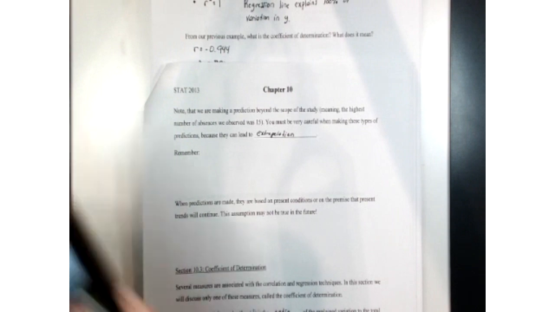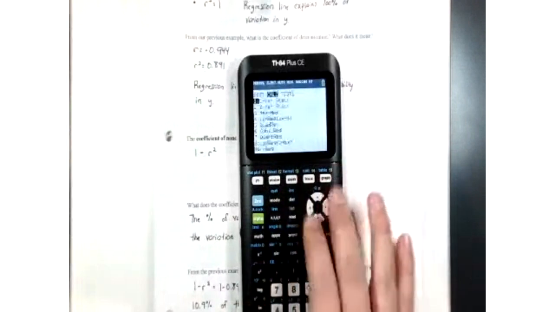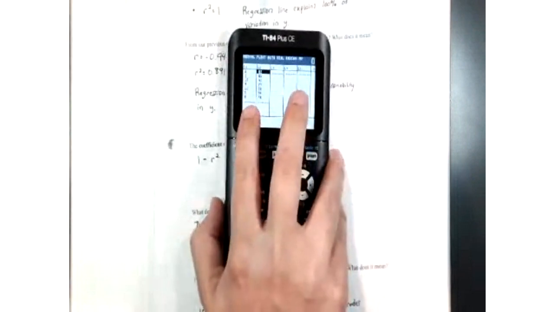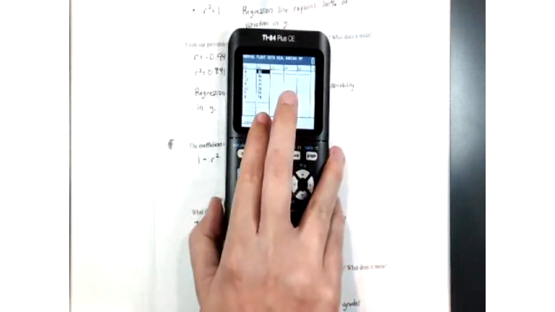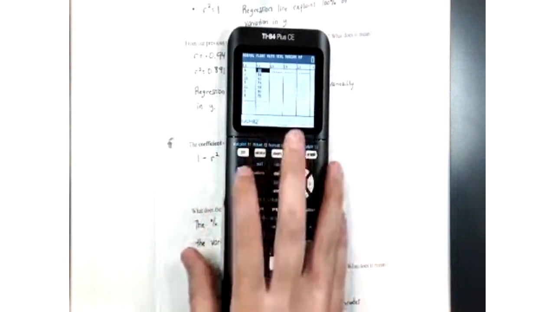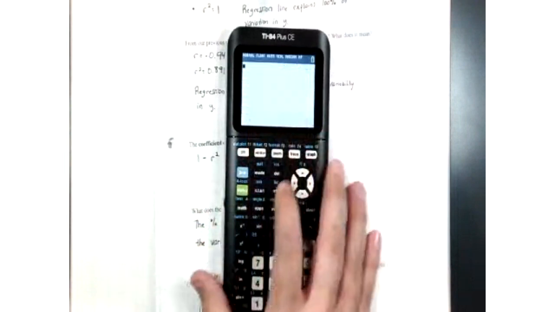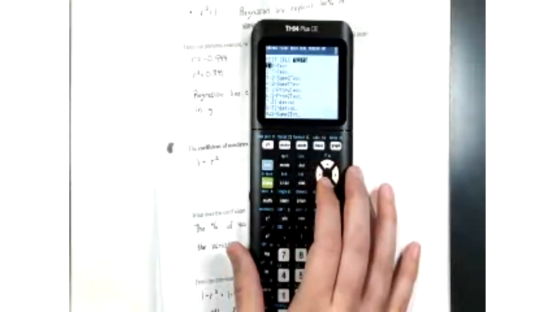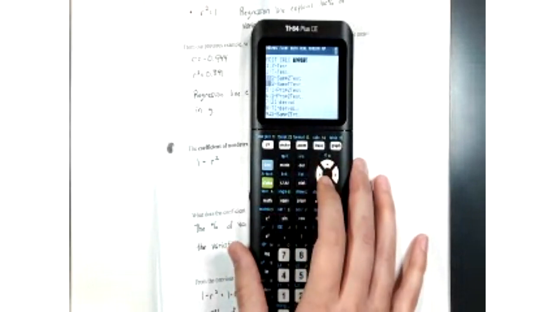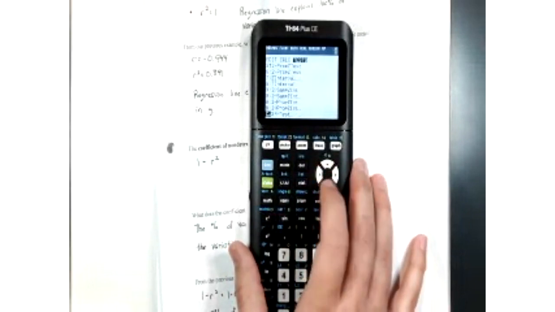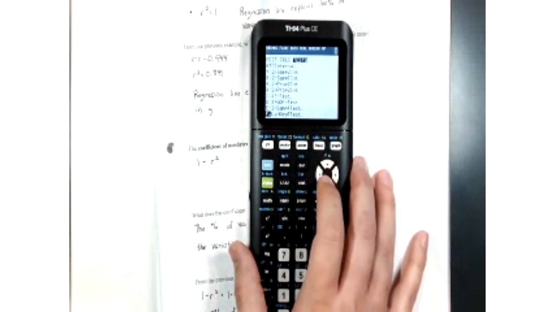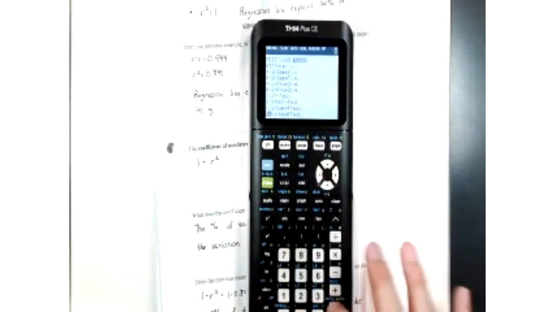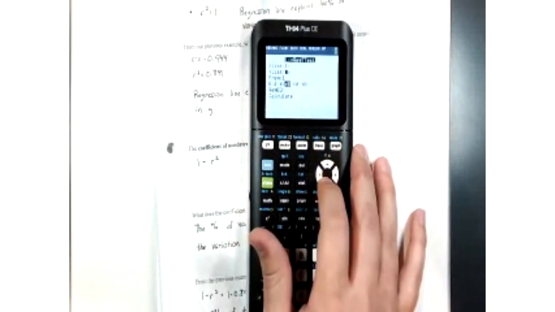I'm going to have to look at the example and remember what it said. Wait, I think I still have it. In L1, we had the number of absences for a given student, and in L2 was the corresponding final grade. To find that value of r, we go to stat, test. Yeah, test, and then go down to option F, hit enter, and it'll tell you where your values are.